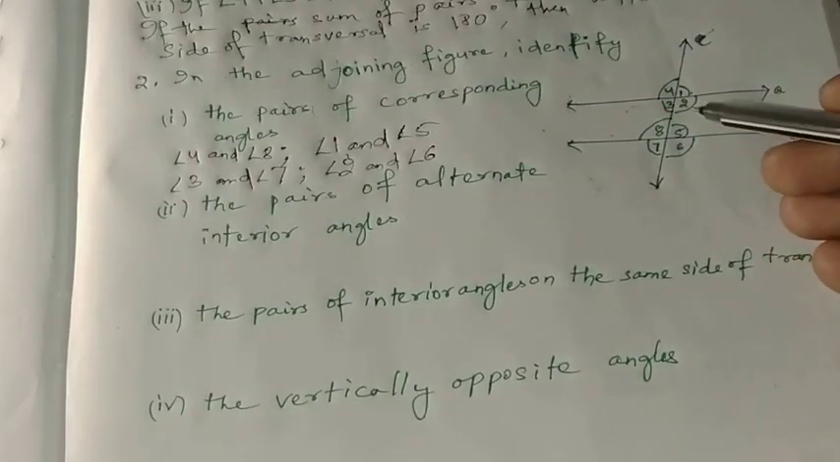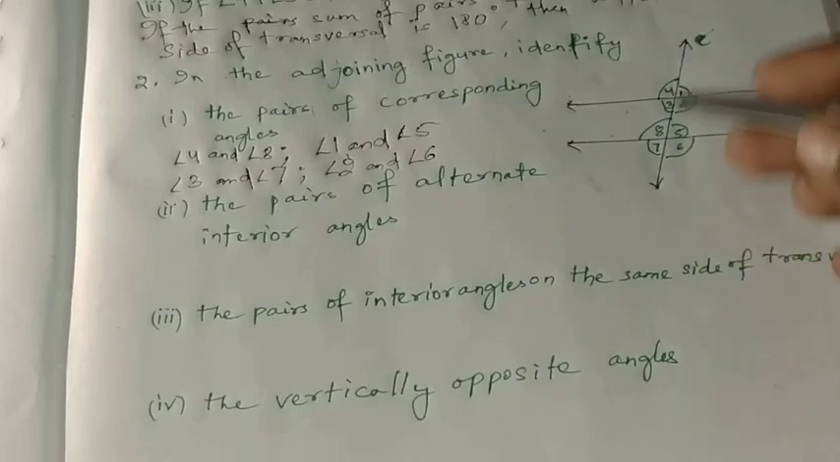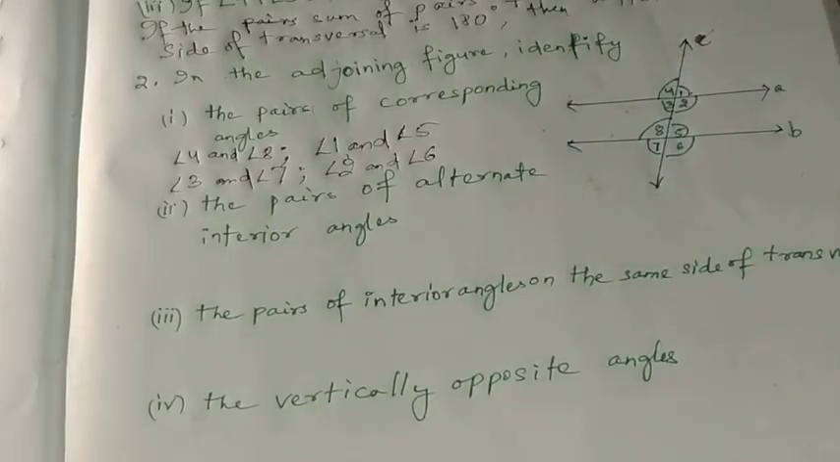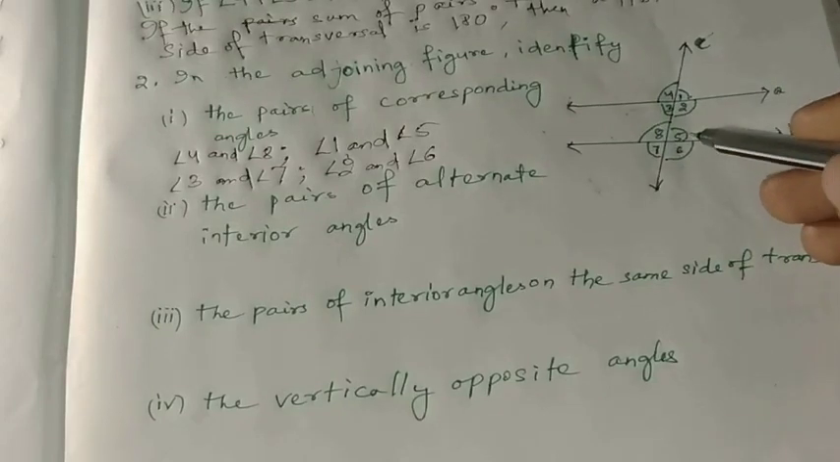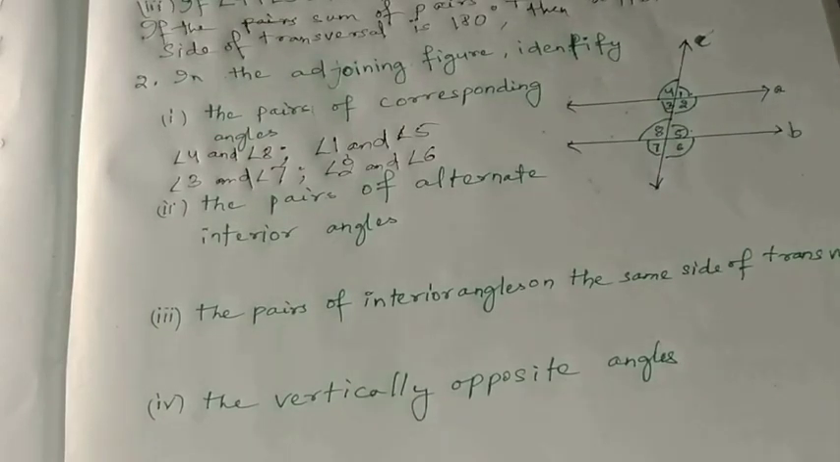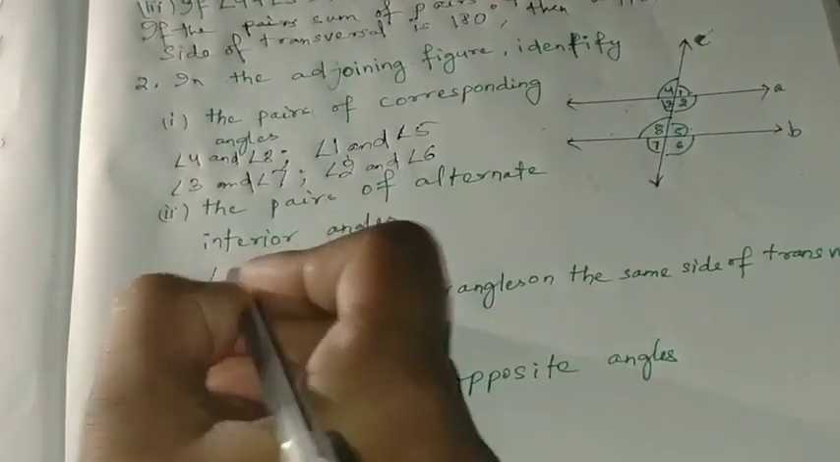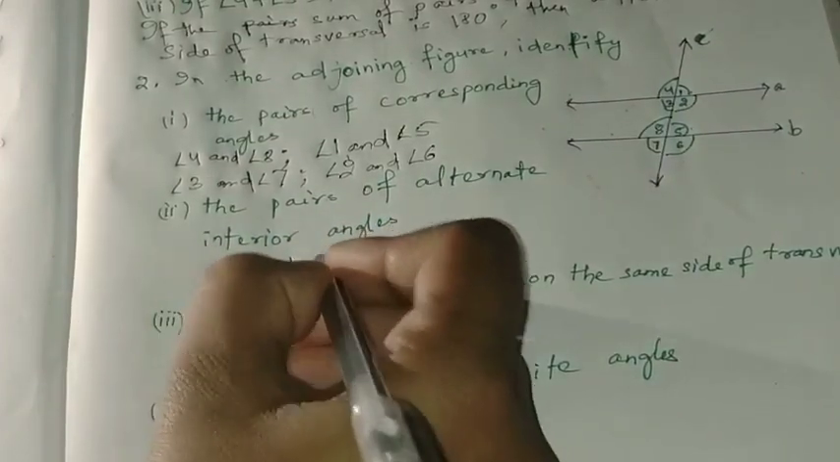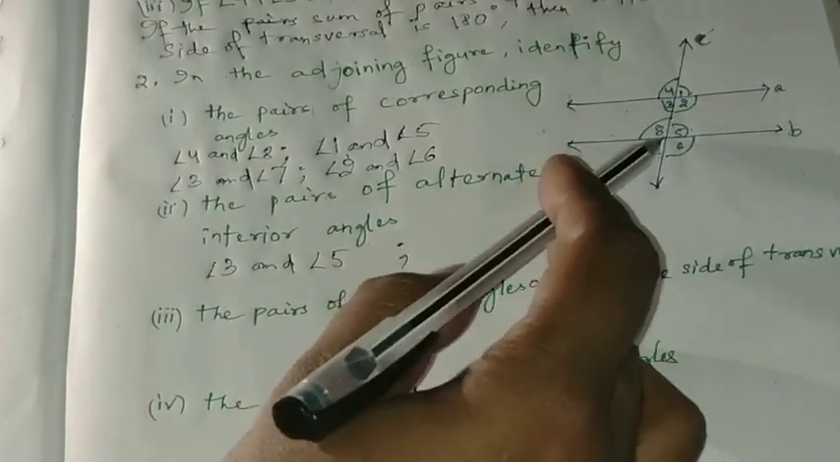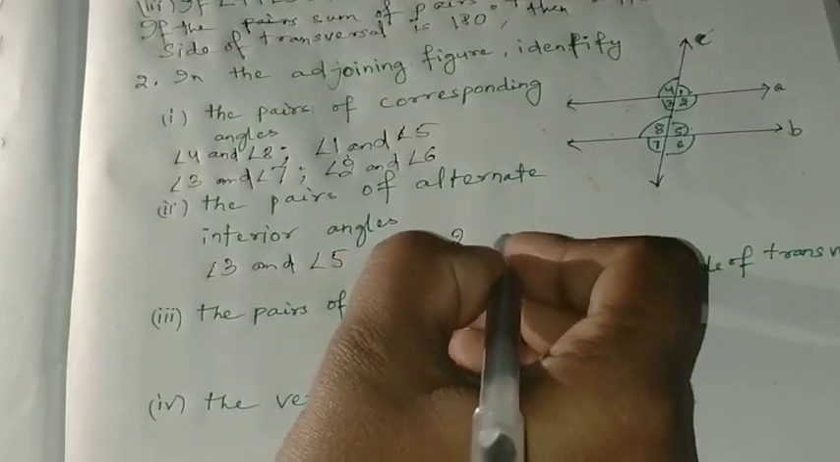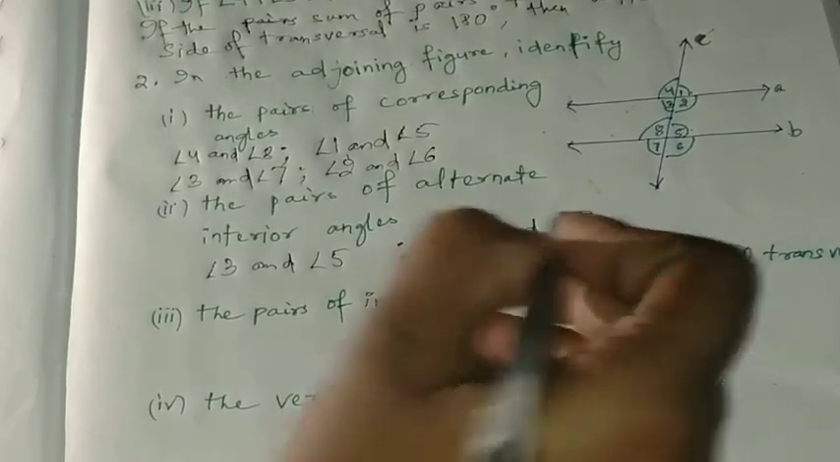Alternate means what? It is present on the opposite side of the transversal line. So alternate interior angles are 3 and 5, 2 and 8. So we'll write here angle 3 and angle 5. This is one pair. Then another pair is angle 2 and angle 8. So you will write angle 2 and angle 8.